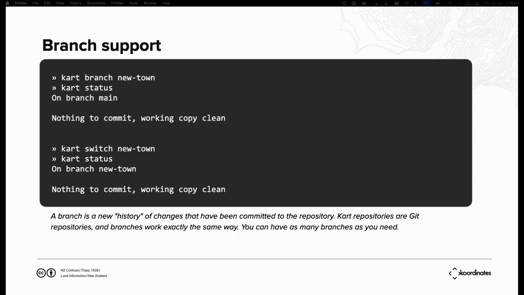Kart also has branches. These work exactly like Git branches. Again, we might have just called git branch when you type kart branch. A branch is just a new history of changes. So branches sort of diverge at some point. You can create a branch when you need a branch. Unlike branches on trees, branches can actually join back up later. You can merge them together.